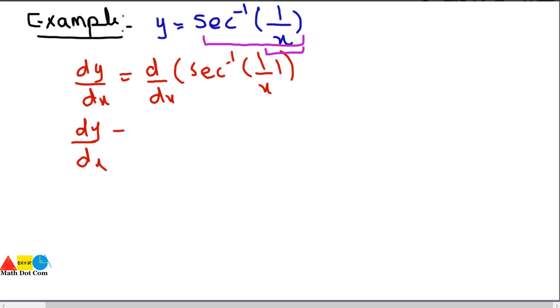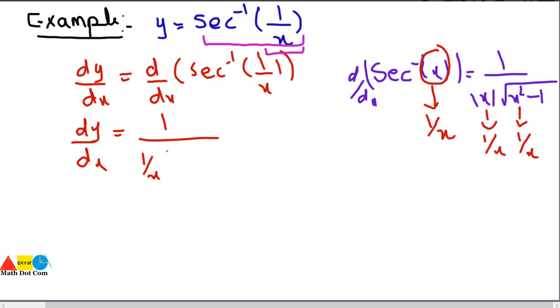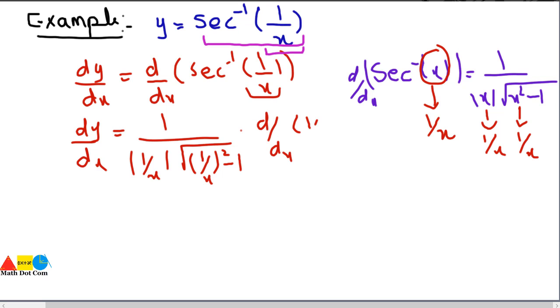So dy by dx is equal to, now what is the already calculated derivative of secant inverse of x? d by dx of secant inverse of x is equal to 1 divided by mod x under root x square minus 1. Note here that in the already calculated derivative we have x, but in this case we have 1 over x, so we have to replace x with 1 over x at all places. So I'll write the derivative as 1 divided by x and then under root (1 divided by x) whole square minus 1, and then d by dx of the second function, that is 1 by x.